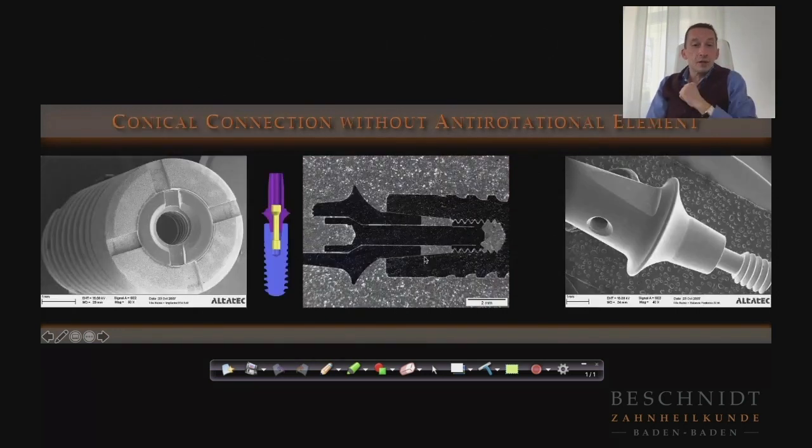This is a conical connection. Why? Because we have a certain depth, and the stability of this implant only comes from the cone. The disadvantage of this implant is we don't have an anti-rotational element. We don't have a positioning index. So the cone, once set with an abutment, should not be removed anymore. This makes prosthetics a little more complicated.